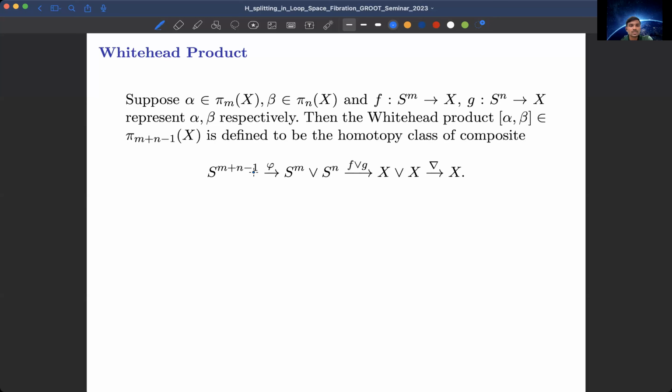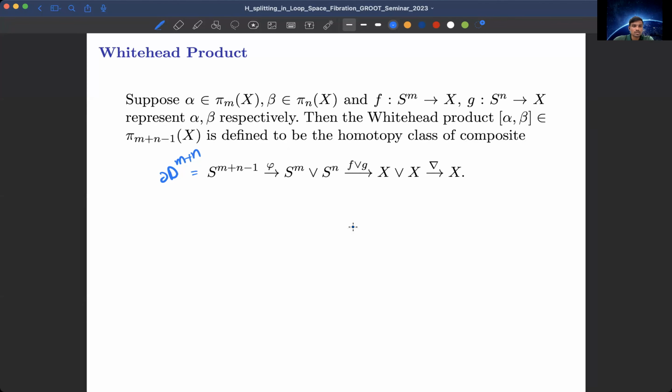So the attaching map, in this case I denote by phi. So phi is just the boundary of the (m+n)-cell. So that attaching map I am considering as phi. Now on S^m I already have S^m to X through f, and S^n to X through g. So I have a map from S^m wedge S^n to X wedge X through f wedge g, and then use the folding map here to get to X. So the homotopy class of this total composition map, I define to be the Whitehead product of alpha and beta.